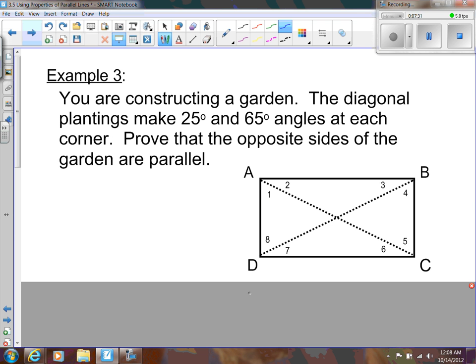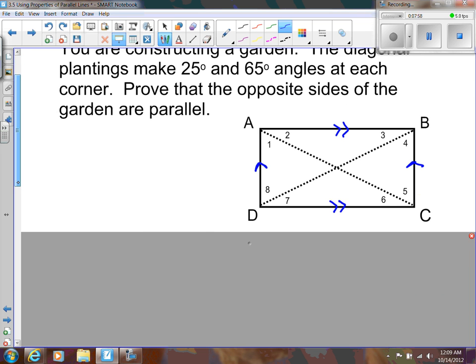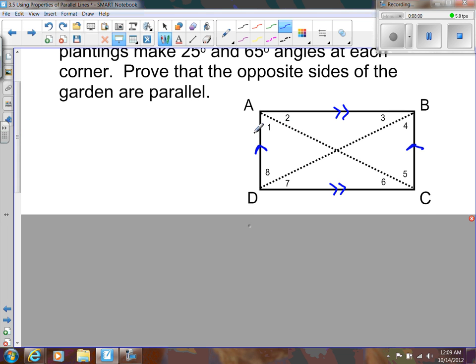And this last proof, you are constructing a garden. The diagonals of the plantings make 25-degree angles and 65-degree angles at each corner. Prove that the opposite sides of the garden are parallel. So we want to show that opposite sides, this side and this side, are parallel, and this side and this side are parallel.